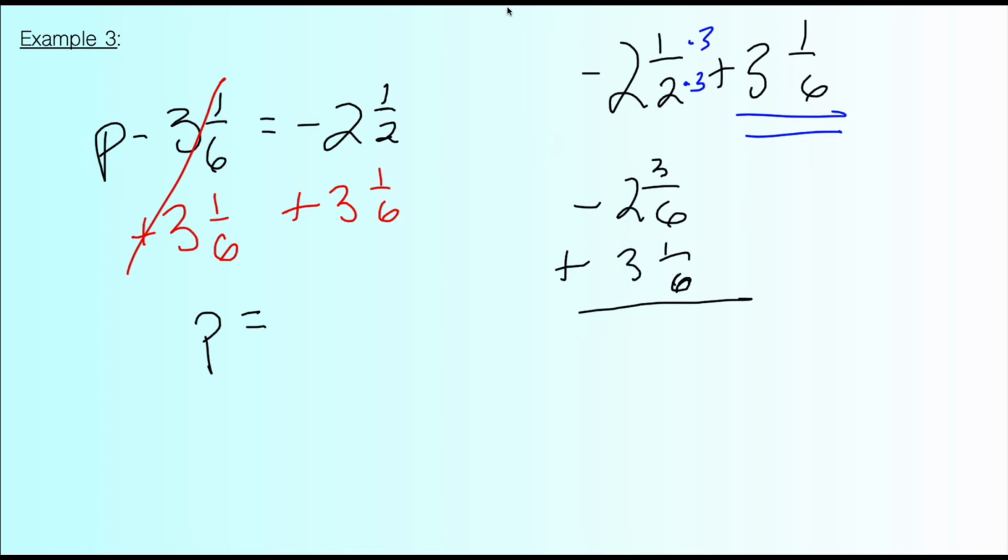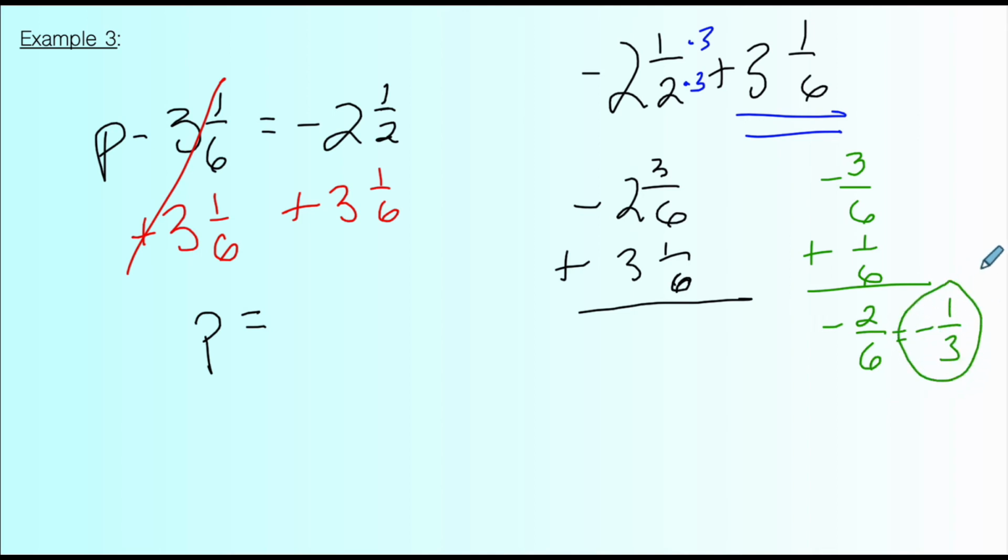I'll use two different colors. I'm going to do negative 3/6 because the first fraction is negative, plus 1/6. So negative 3 plus 1 is negative 2/6, or in other words, negative 1/3 if I simplify it. So I've got the fraction part. Now I'm going to do the whole number part, which is just negative 2 plus 3. So negative 2 plus 3, which is positive 1.